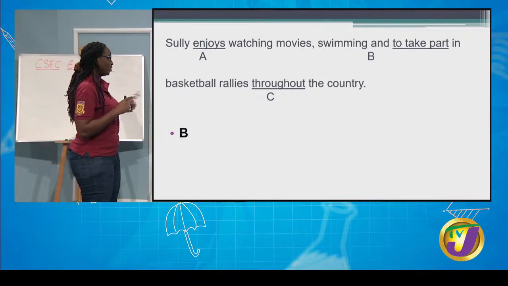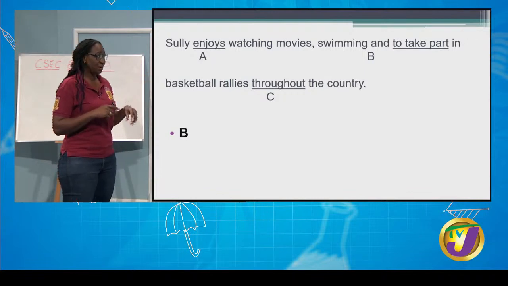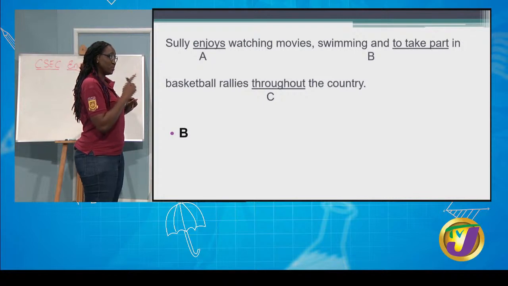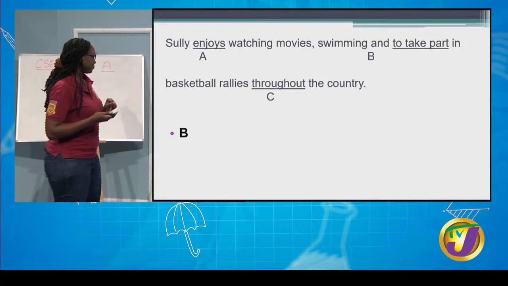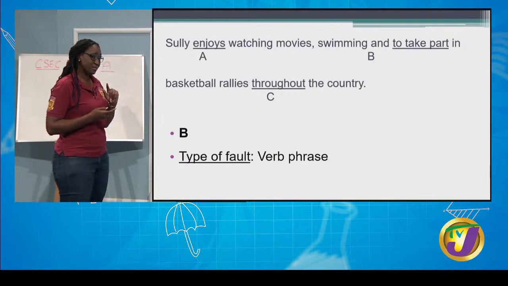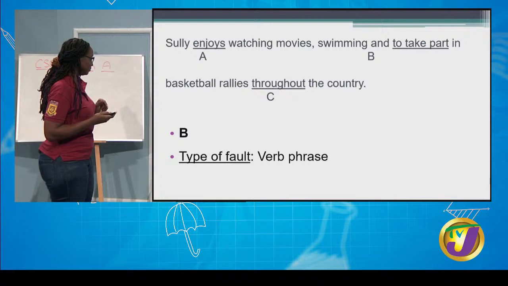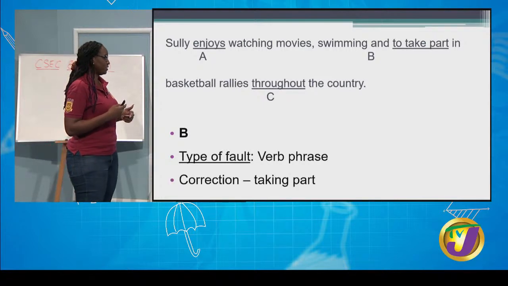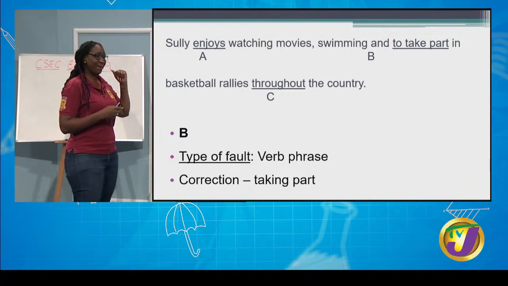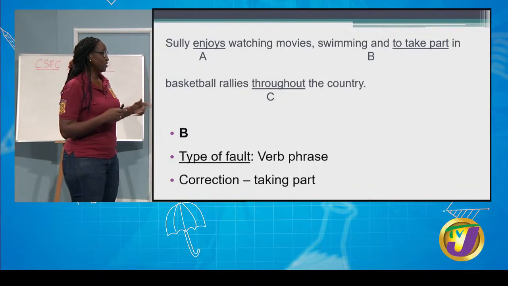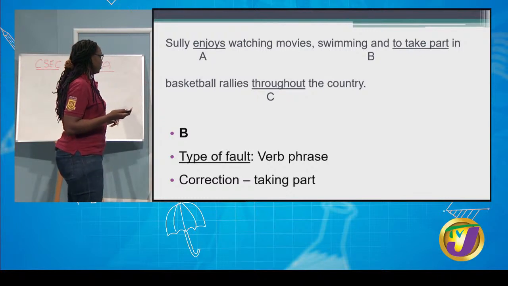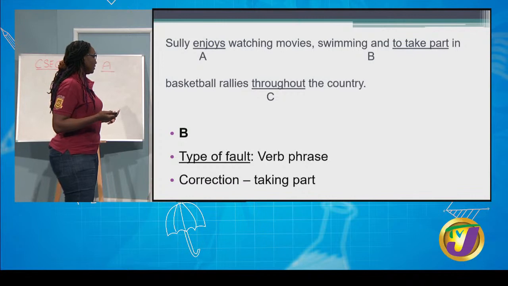What does he enjoy doing? Watching movies, swimming. So what should be there instead of to take part? So our verb phrase again is incorrect. And if we're to correct it, we should say taking part. So he enjoys watching movies, swimming, and taking part. So you have to keep the verbs consistent. All right, very good. So let's move on to our next one.